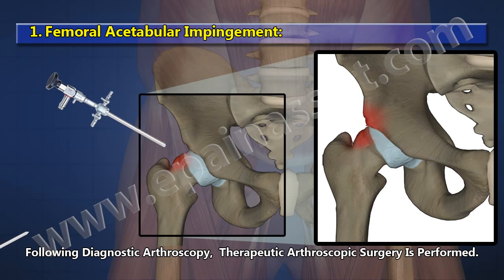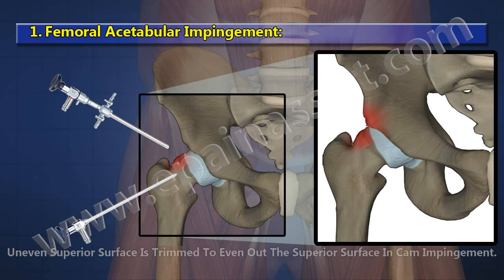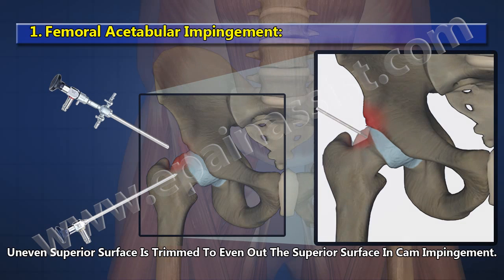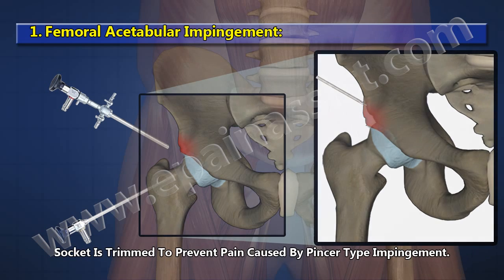Following the diagnostic arthroscopy, therapeutic arthroscopic surgery is performed. Uneven superior surface is trimmed to even out the superior surface in cam impingement. Socket is trimmed to prevent pain caused by pincer type impingement.